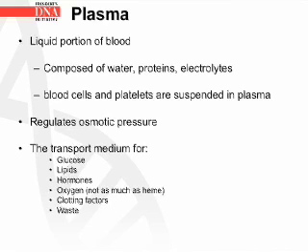Plasma is the liquid portion of blood. It is composed of water, proteins, and electrolytes. Blood cells and platelets are suspended in plasma. Plasma regulates osmotic pressure, and it is the transport medium for glucose, lipids, hormones, oxygen, but not as much as heme, clotting factors, and waste.